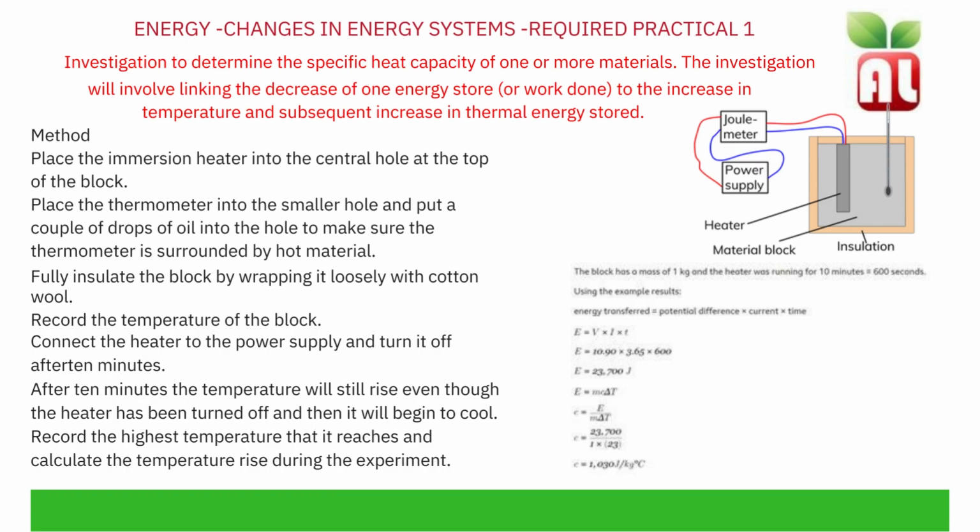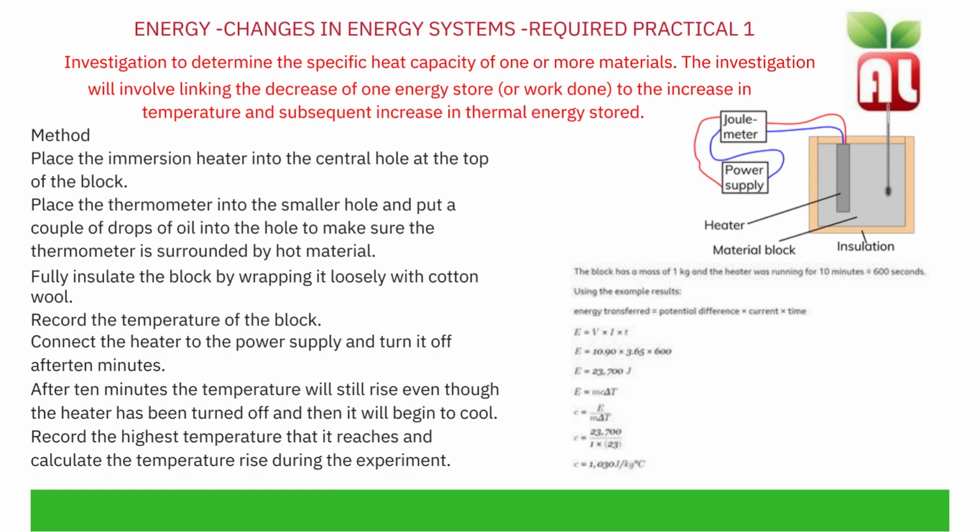The block had a mass of 1 kilogram and the heater was running for 10 minutes. In physics, when we calculate with time, we convert the units from minutes to seconds. So 10 minutes is equivalent to 600 seconds. To calculate the energy transferred, we are using potential difference times current times time. The potential difference from the power supply was 10.9 volts, the current, 3.65 amps, recorded from an ammeter, times the time of 600 seconds.